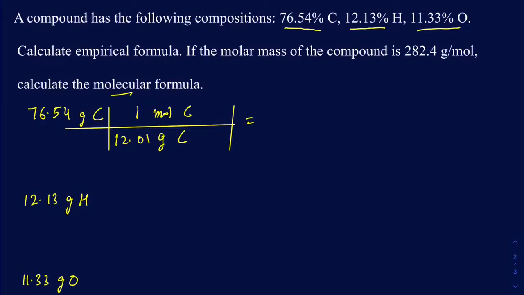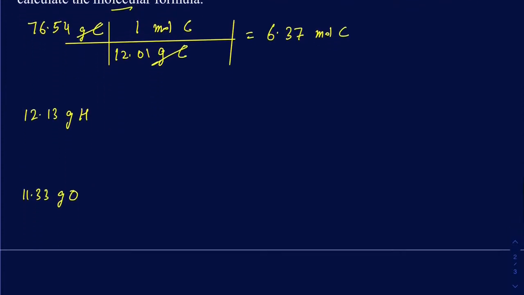So we have 76.54 divided by 12.01, and that comes out to be 6.37 moles of carbon. Here the grams of carbon cancels out. We're going to have to do the same thing for the other two atoms.